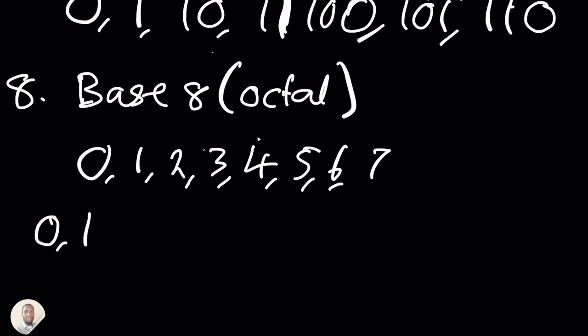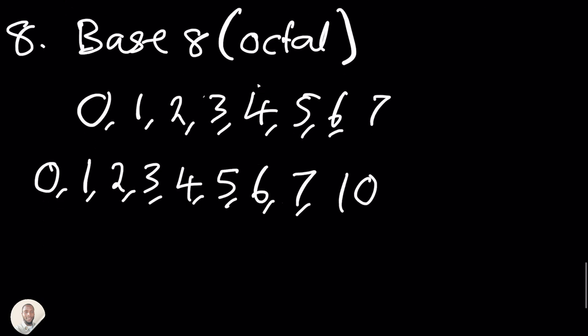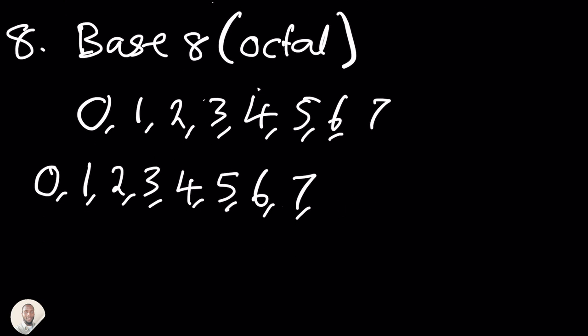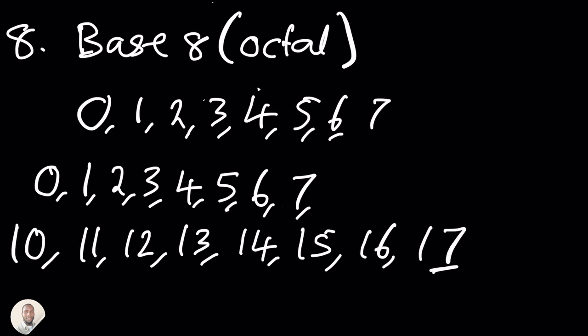0, 1, 2, 3, 4, 5, 6, 7. Can you say 8? No, the next will be what? 10. Then, okay, let me write it underneath. 1, 0, right? So what will be the next number? 11, 12, 13, 14, 15. We have not exhausted it. 16, 17. Pause, because we have reached the peak for base 8.